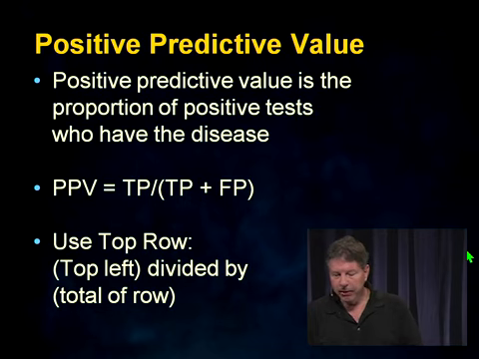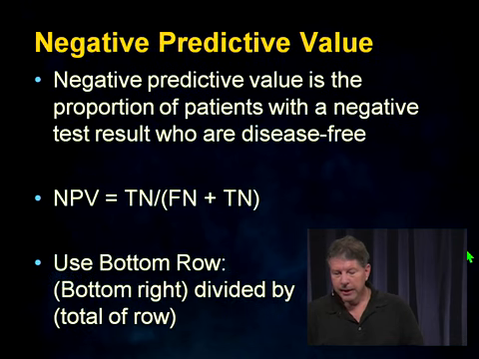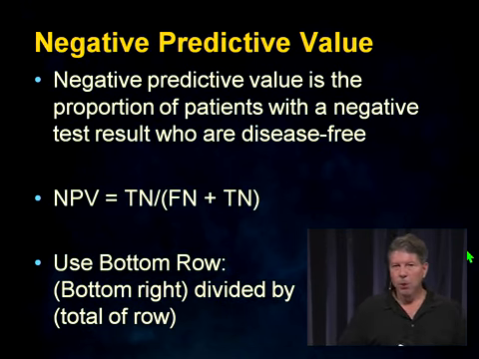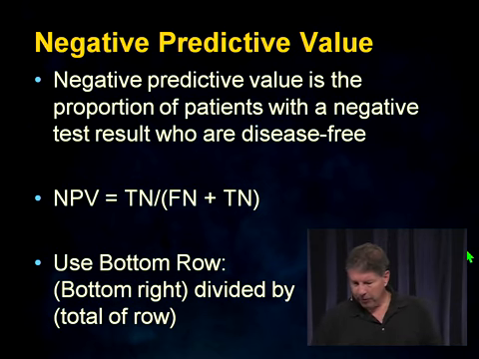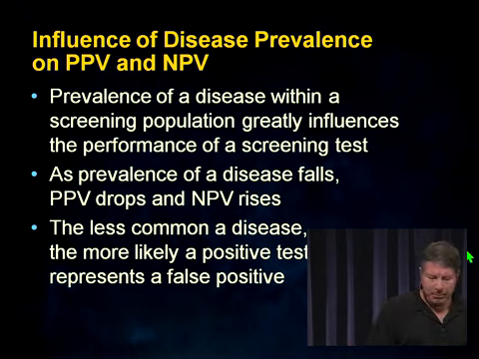Positive predictive value, you're going to use the top left box divided by the whole row. Negative predictive value, you're going to use that bottom right box divided by the whole row. Okay? That's all we're saying. All right. Sometimes they ask you about this, and you just need to be aware of this simple little thing here.